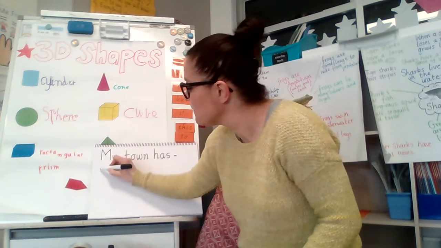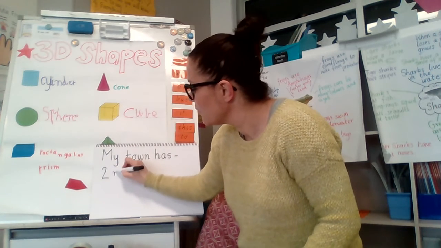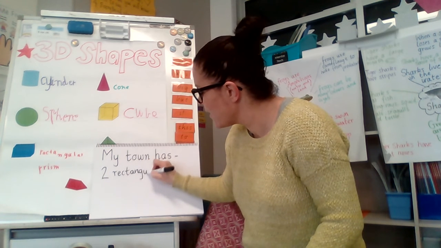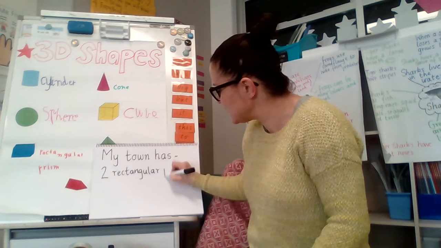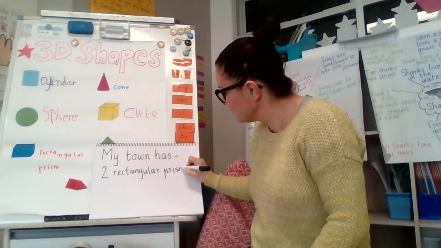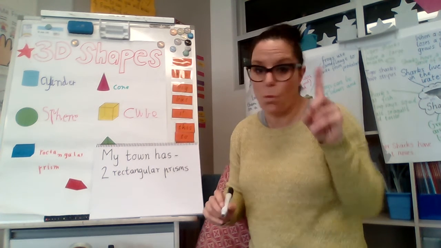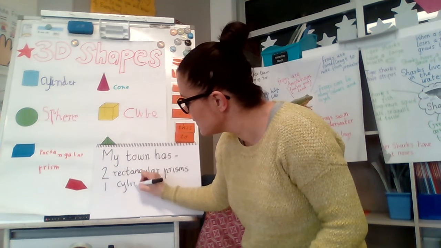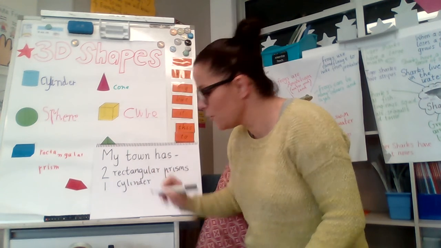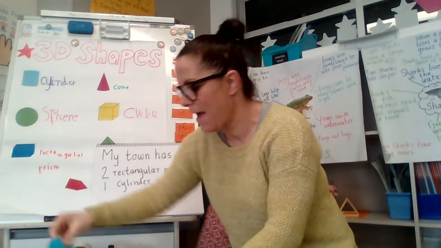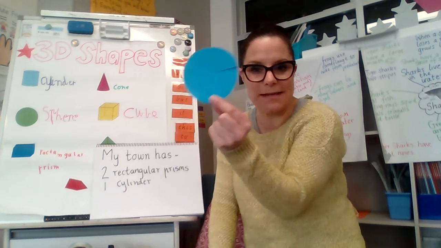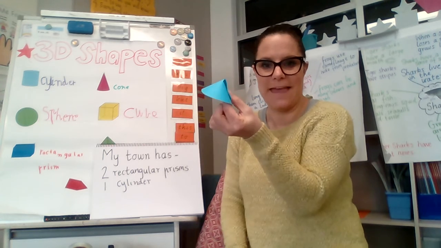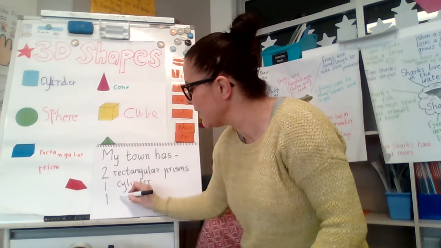So I used 2 rectangular prisms. I used 1 cylinder. And I also made my own cone. So you can make a cone using just a circle. You can do that and stick it together. And I used 1 cone.